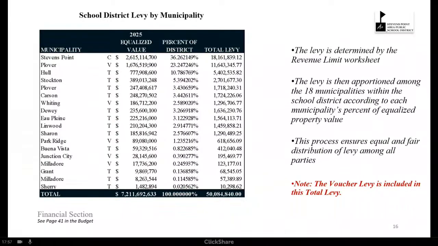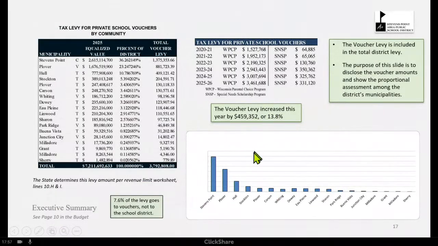It's also important to note that the voucher levy is included in this total levy. So in this column here, the voucher levy is also in there. Brings me to the next slide, which is the voucher levy by community. So our voucher levy is about 3.8 million. That's divided up by municipality, again, by using those equalized values. Of our total levy, 7.6% of it goes to vouchers, not to the school district. And again, the voucher levy increased this year by 13.8%.